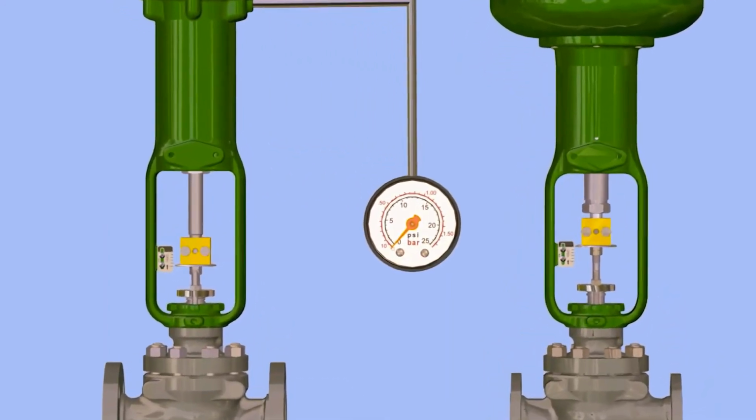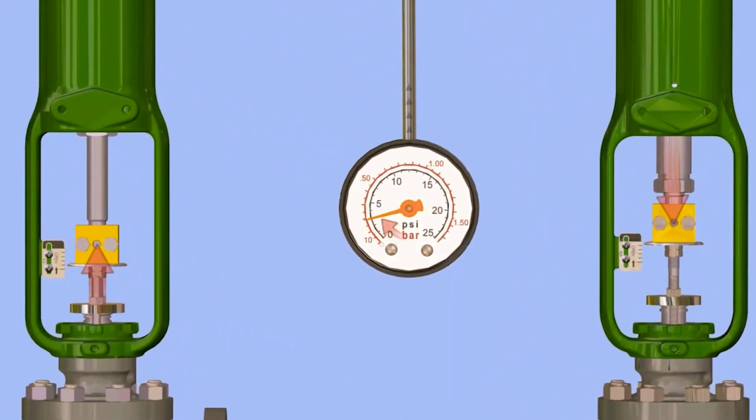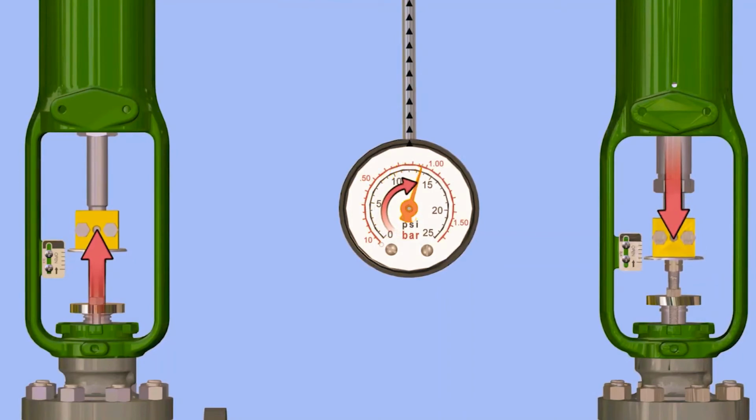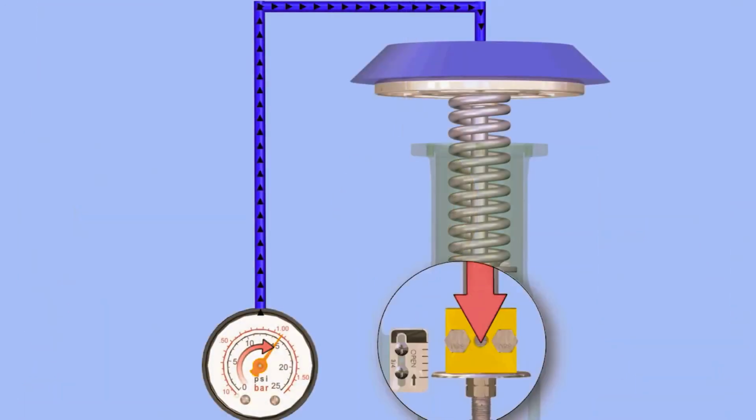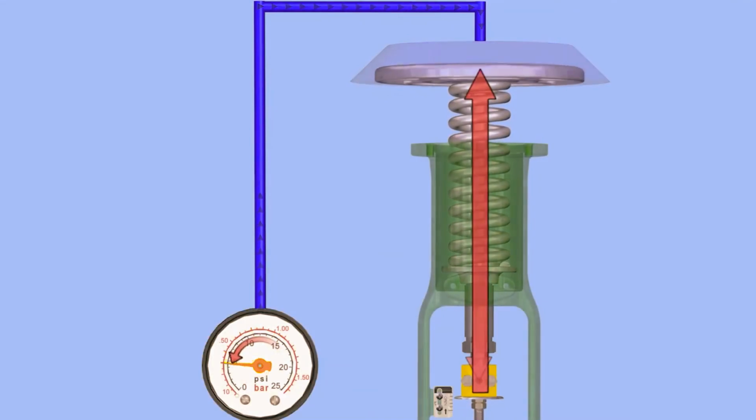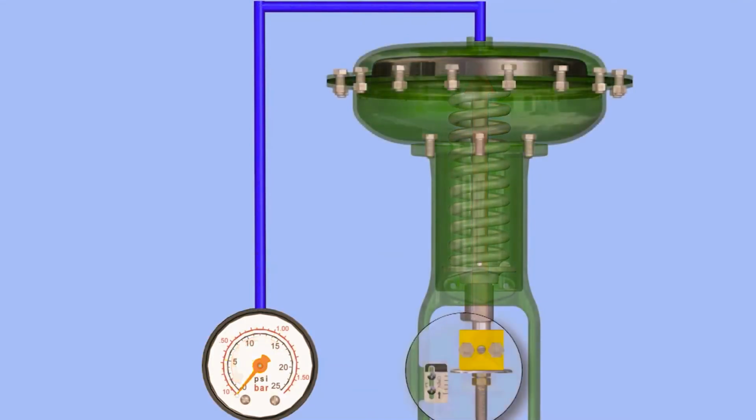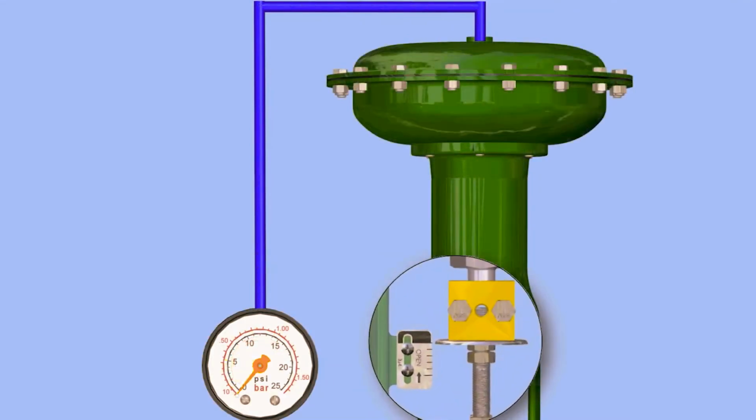As we increase the pressure, the direct acting actuator on the right extends toward the valve assembly. The reverse acting actuator on the left retracts away from the valve assembly. Now, if the pressure is decreased or lost, the spring will move the actuator stem in the opposite direction, away from the valve body.